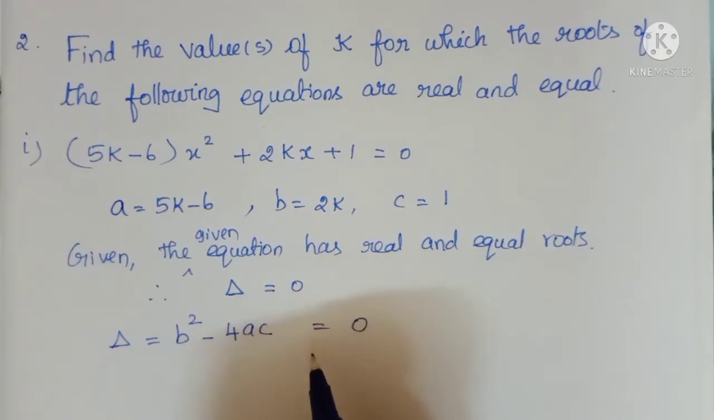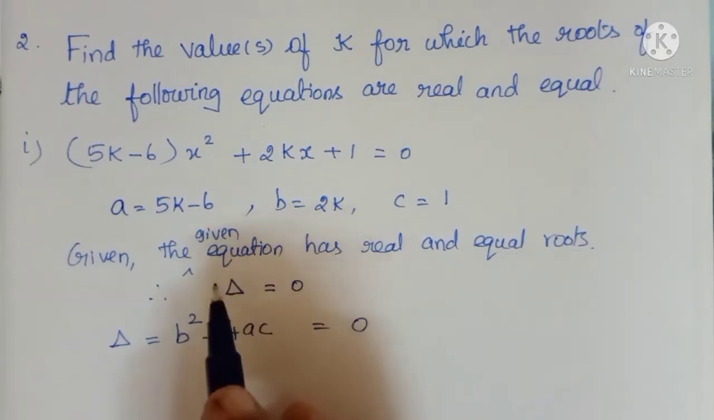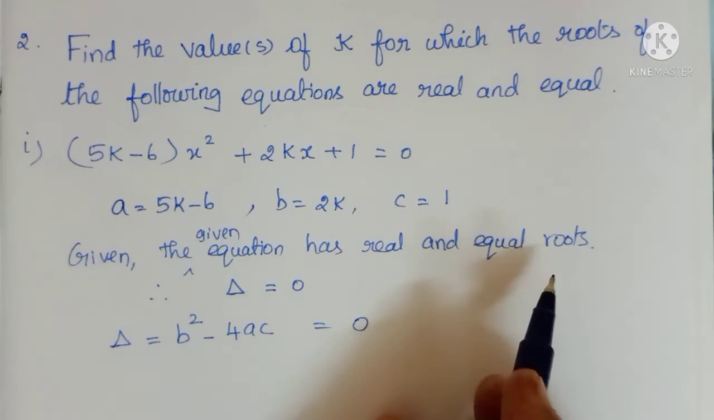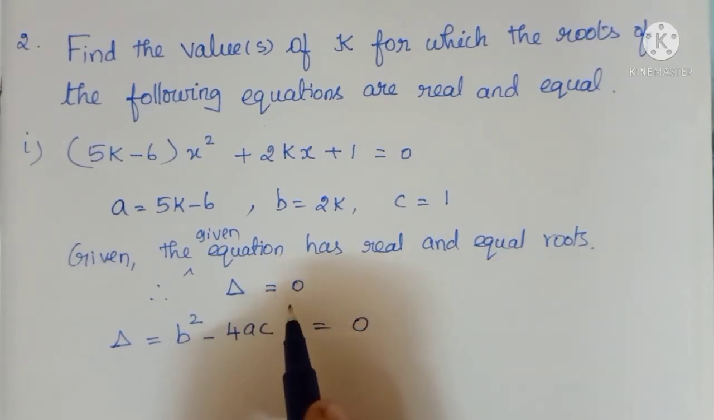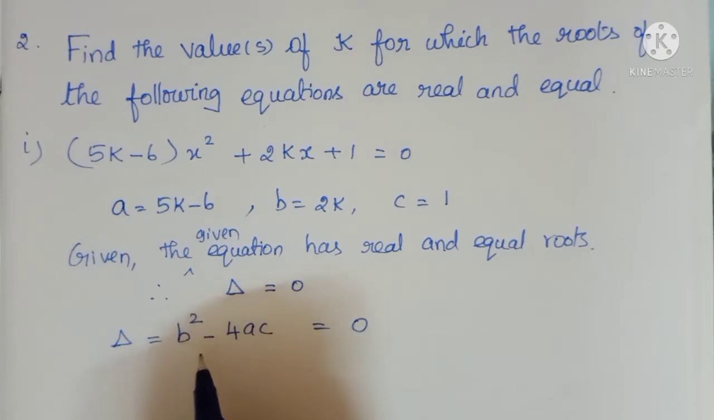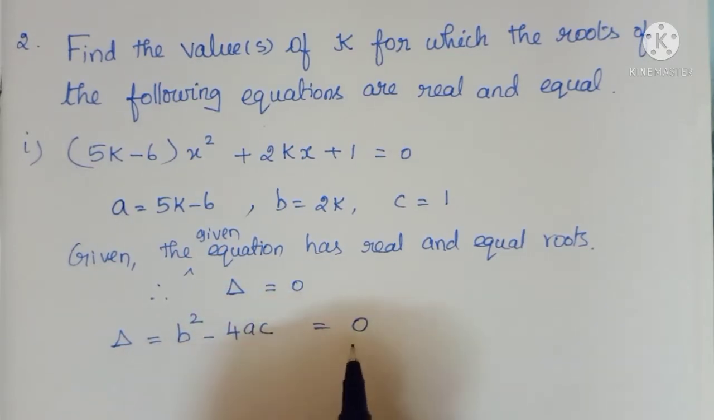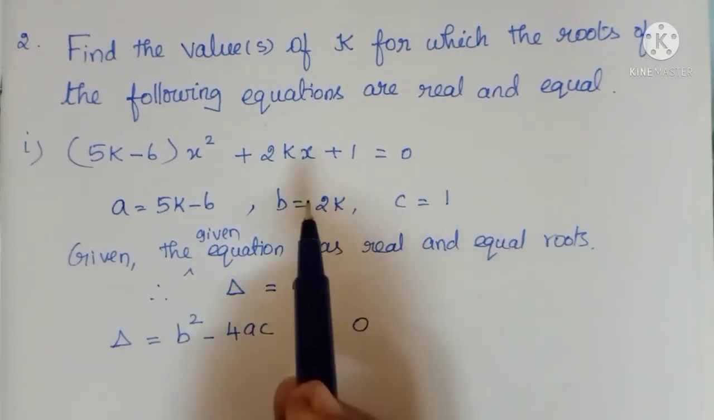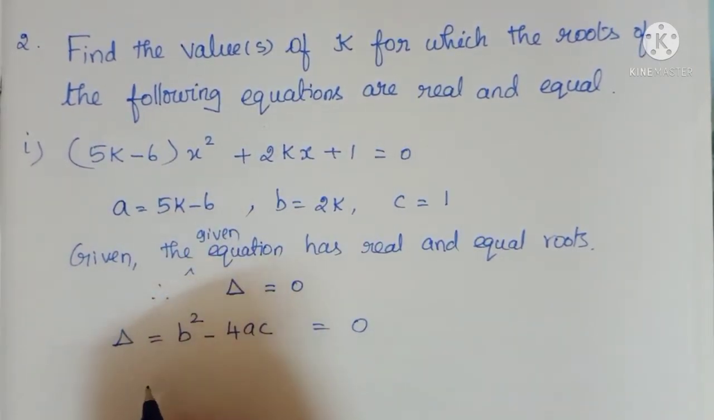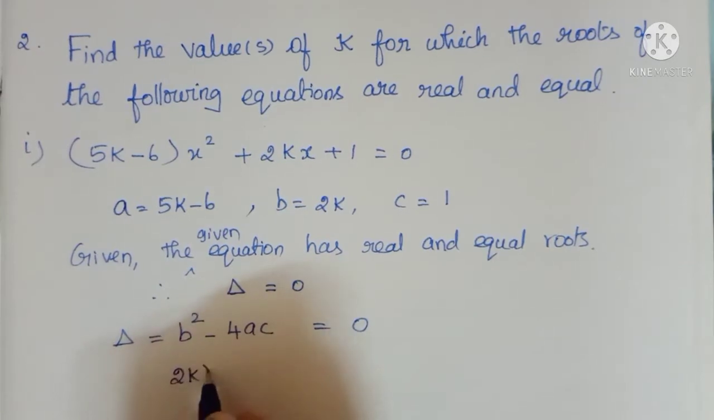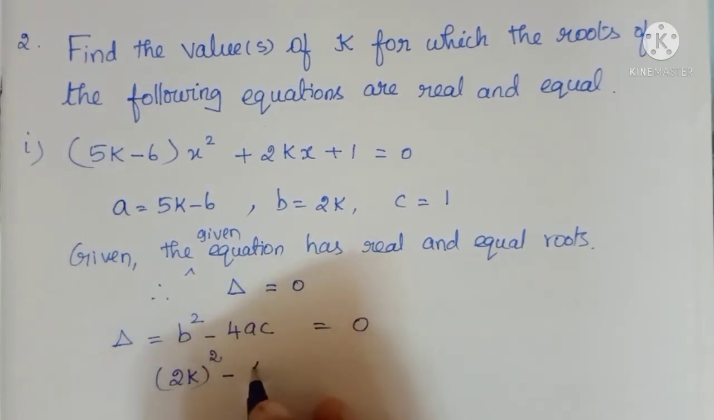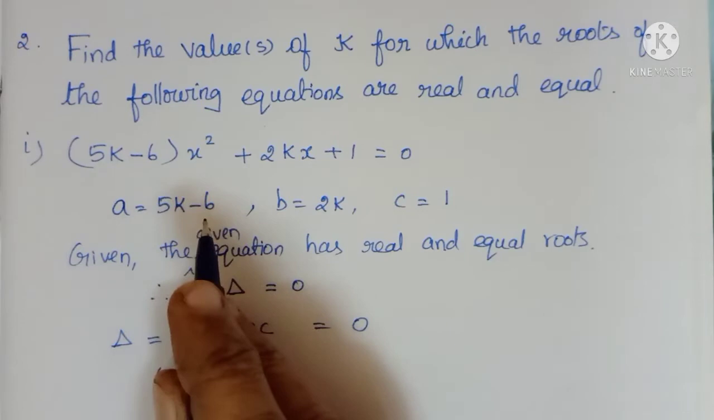So if you do it without writing these conditions, you won't be able to get marks. So first itself we write the given condition and take its related value. So discriminant equal to 0. So discriminant, we know, is b squared minus 4ac equal to 0. Now replace the a, b, c values here and simplify. You will get the values of k. Now b is what? 2k. So 2k the whole square minus 4 into a value is 5k minus 6.